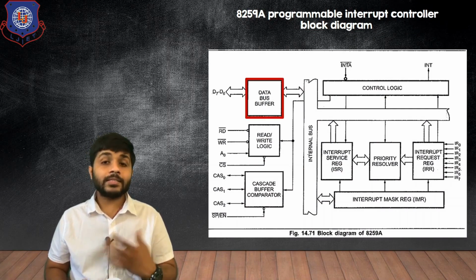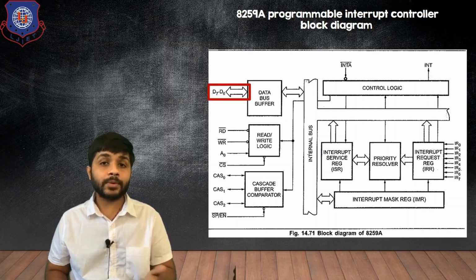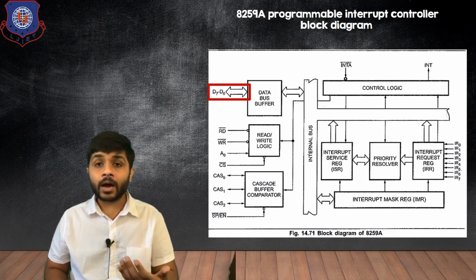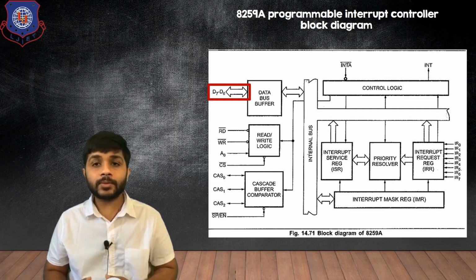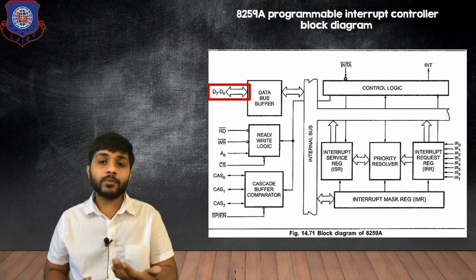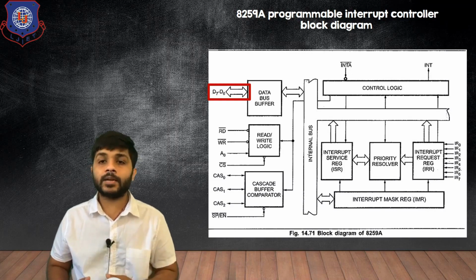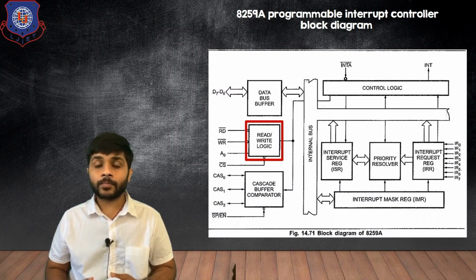The first block is the data bus buffer. The data bus buffer is connected to the microprocessor using the data bus, which is D0 to D7. So when the microprocessor sends any data, it will be received by the 8259A using the data bus buffer, and when the microprocessor is receiving any data, it will be received via the same data bus buffer.